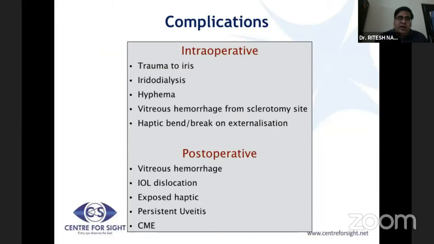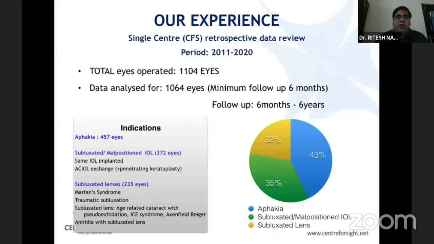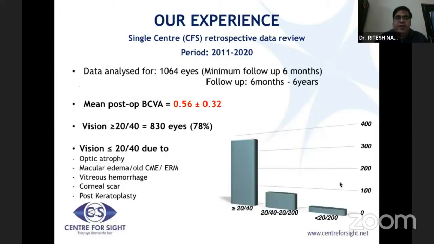So the complications, we have seen quite a few of them more during our initial early stages. As you become more experienced, the number of complications keep going down. Coming to our experience, over the last decade, we have done more than 1,000 eyes, and this is a data of almost 1,000 eyes with follow-ups from 6 months to as large as 6 years. The most common indication has been surgical induced aphakia, others have been subluxated lenses and subluxated malposition IOLs. And we have had good success with our visual acuities also. More than 78% eyes had a visual acuity better than 20/40.